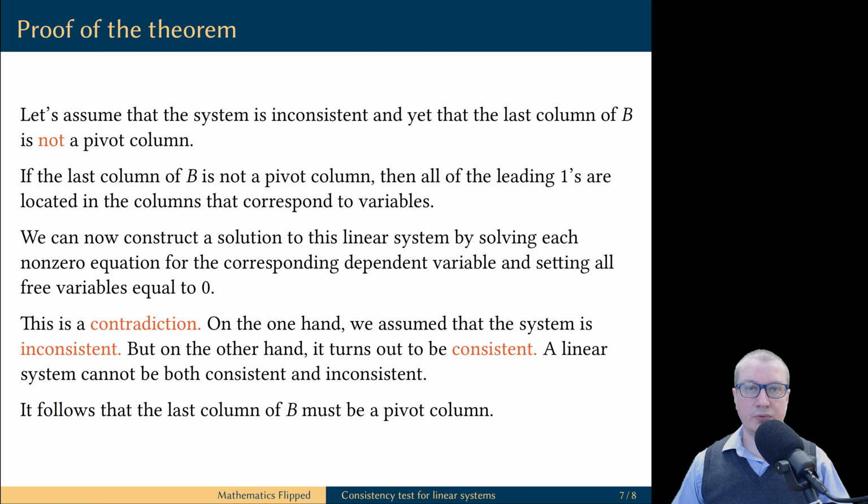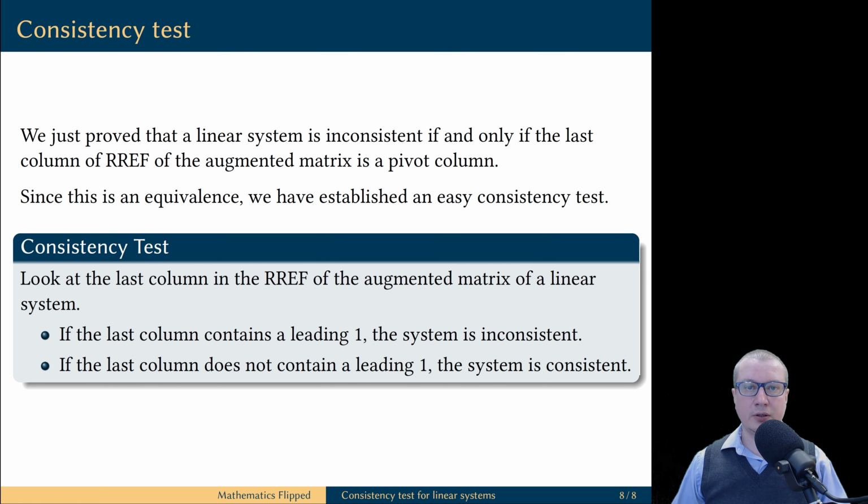And now we have proved that if a linear system is inconsistent, then the last column of the reduced row echelon form of its augmented matrix is a pivot column. This concludes the proof of the theorem because we established both implications. The if and only if statements are very powerful because they work in both directions. So we proved that a linear system is inconsistent if and only if the last column of the reduced row echelon form is a pivot column.